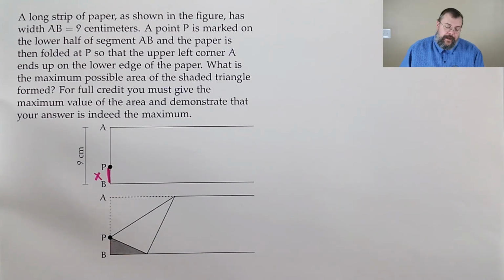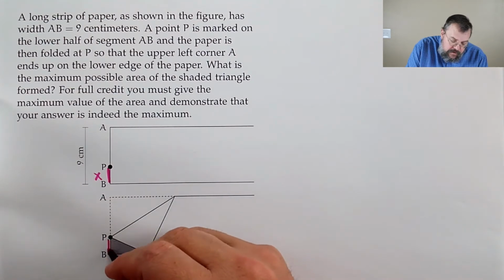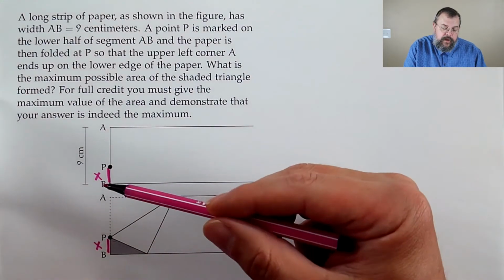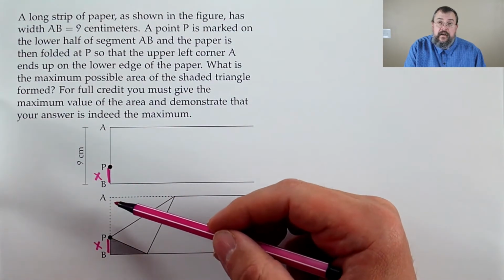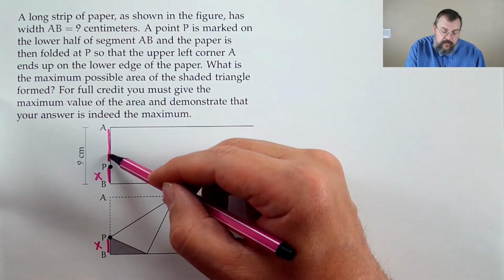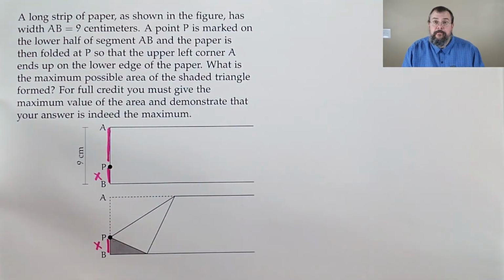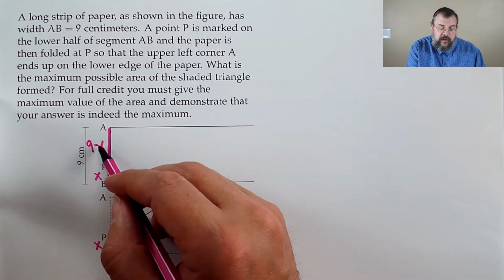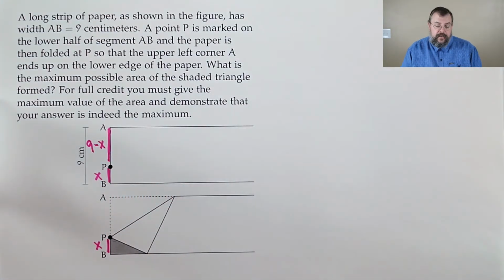Now, that means that this is x as well. Because the distance between A and B is 9, if this distance is x, what's this distance from A to P? Well, it's 9 minus x. All right, so here's the key point here. That distance, 9 minus x, also shows up somewhere else.